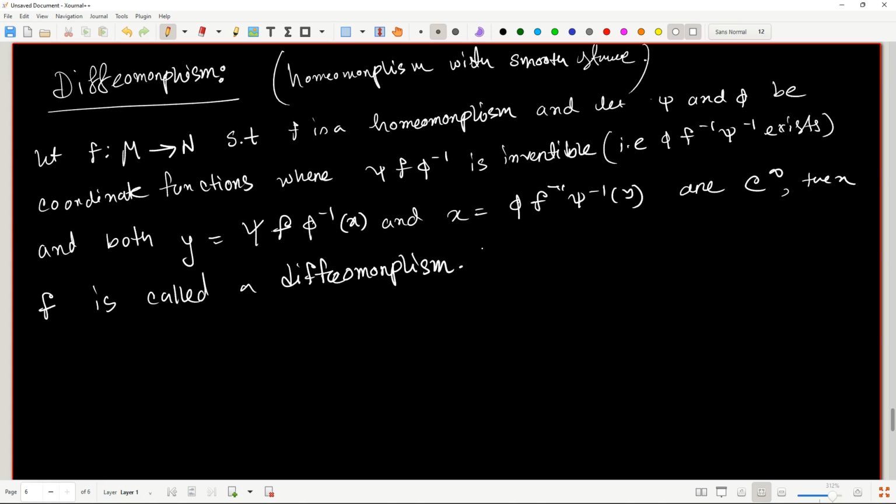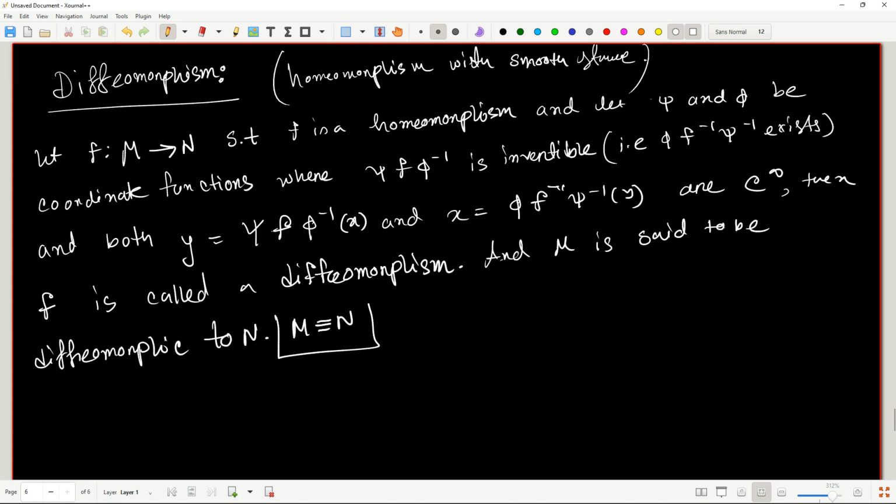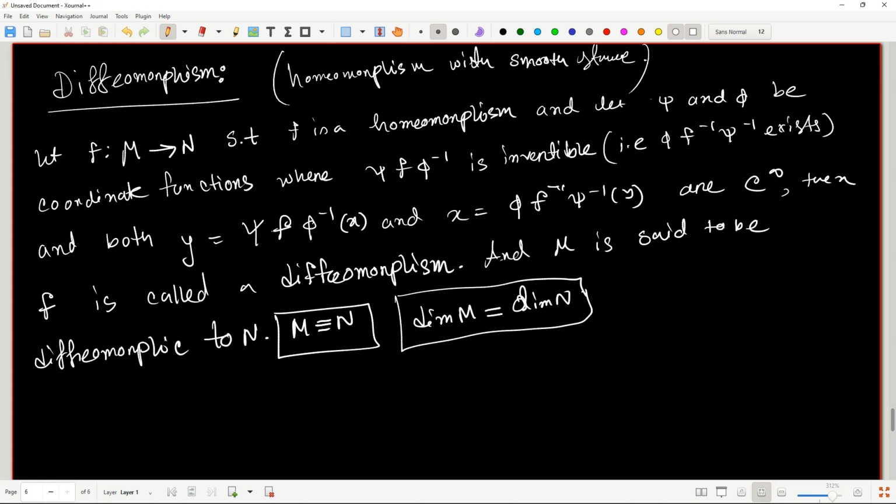And M is said to be diffeomorphic to N. And we denote this by this symbol. This means that M and N are diffeomorphic, and whenever this happens, the dimension of M is equal to the dimension of N. That means if two manifolds are diffeomorphic to each other, then they will have the same dimension.